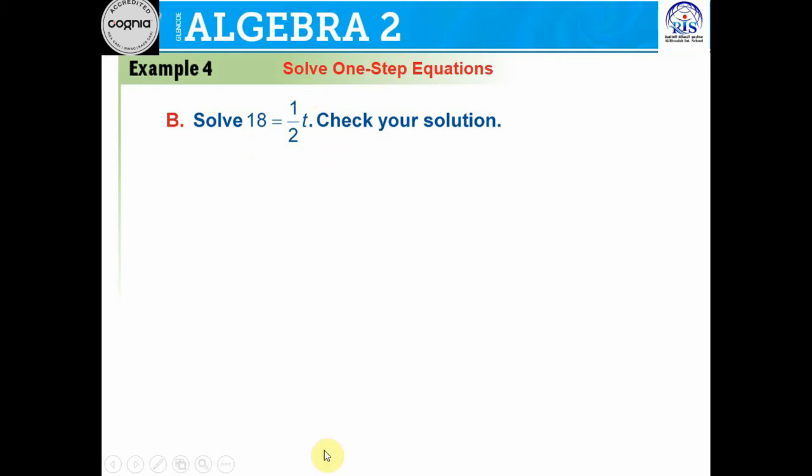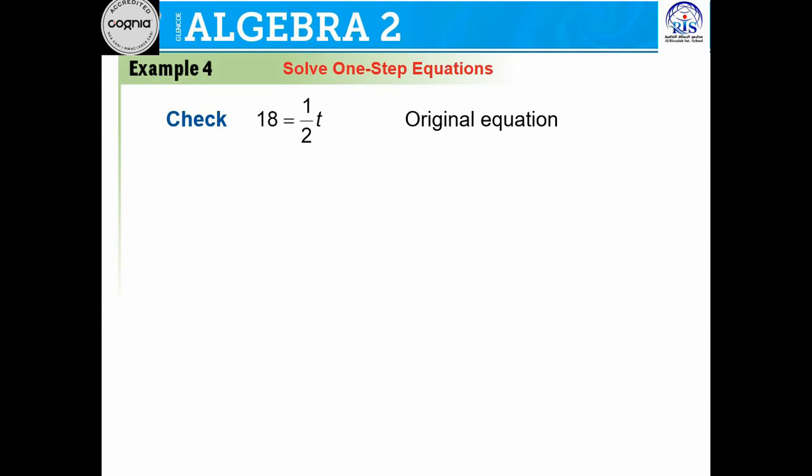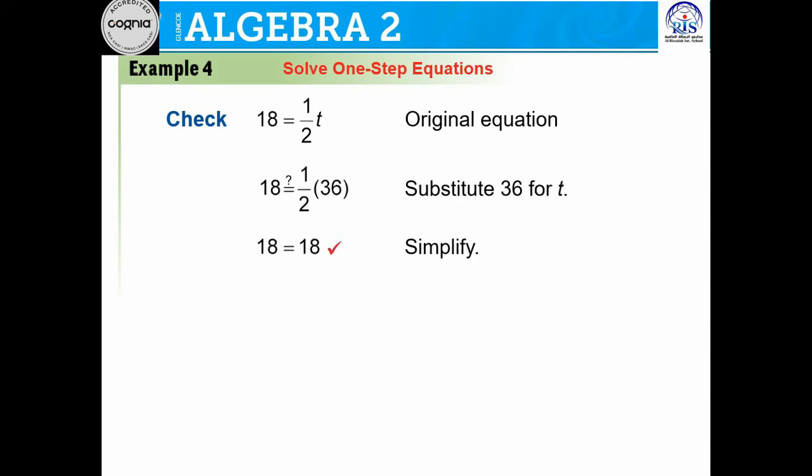You will get t equal 36. To check the same, you only replace t by 36. 36 times half equal 18. 18 equal 18. Left side and right side are equal. Then my answer is correct.